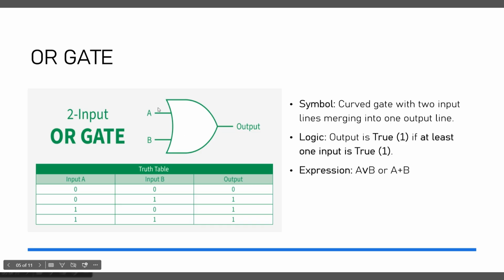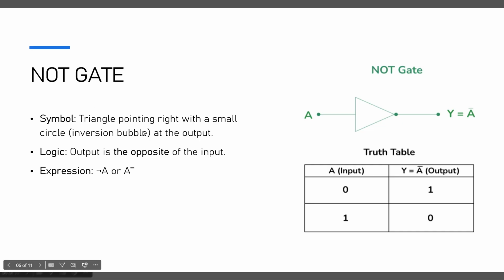Now coming to the OR gate, its symbol is this. It will give output as 1 or true if any of the input lines has 1 or is on, and if both the input lines are 0, means off, then it will return off. It is also known as addition gate. See, 0 plus 0 gives 0, 0 plus 1 gives 1, 1 plus 0 gives 1, 1 plus 1 gives 1.